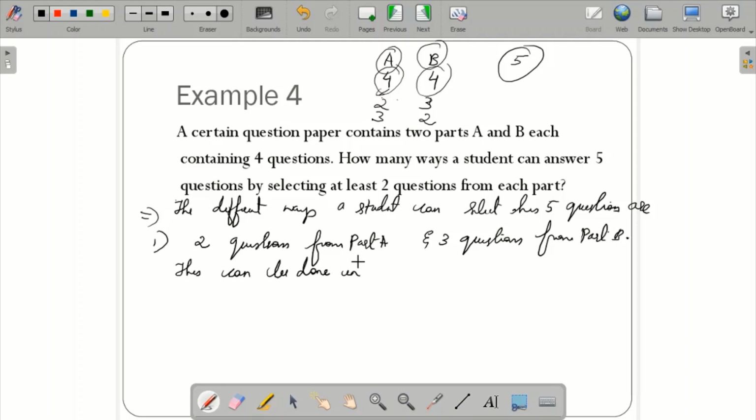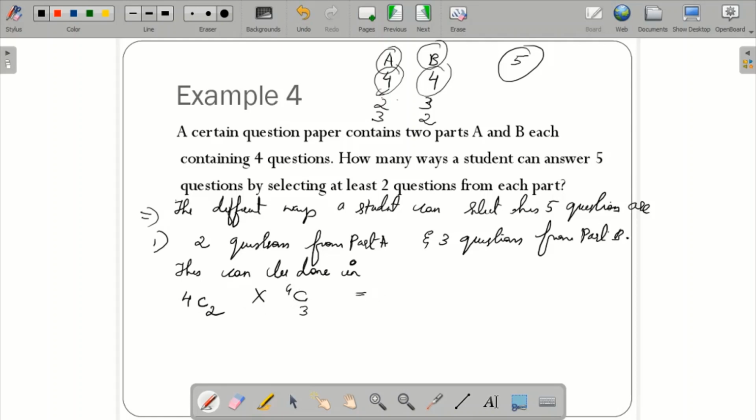4C2, because you have 4 questions in A, choosing 2. Simultaneously he has to answer, right? So it is a product rule. He has mentioned 2 parts, A and B, selecting at least 2 questions from each part. While you write an examination, you do it simultaneously, right? So 4C2, that is, if you're choosing 2 questions from A, then 3 mandatorily you're going to choose from B. So B also has this combination.